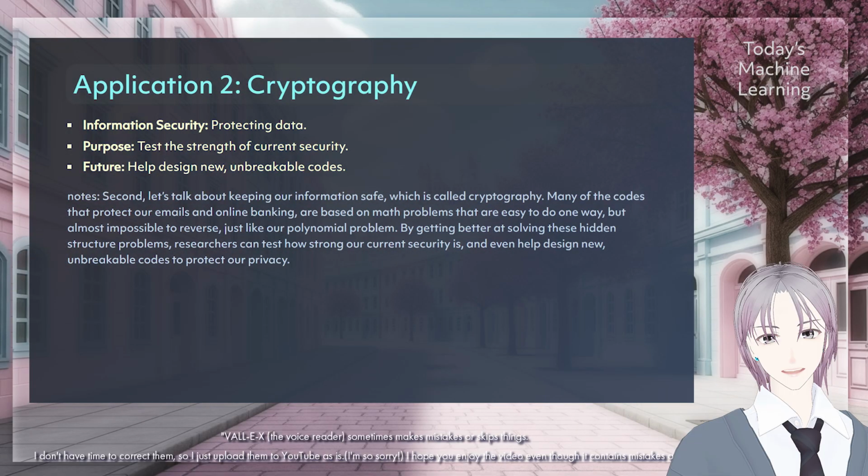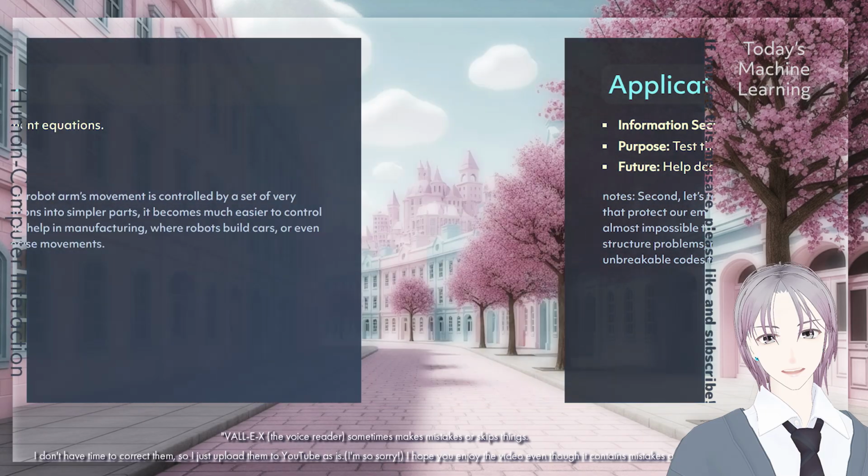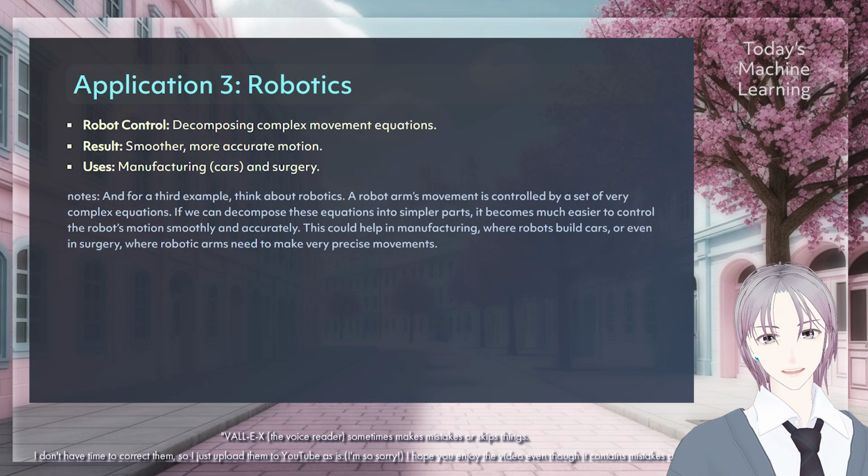Second, let's talk about keeping our information safe, which is called cryptography. Many of the codes that protect our emails and online banking are based on math problems that are easy to do one way, but almost impossible to reverse. Just like our polynomial problem, as AI gets better at solving these hidden structure problems, researchers can test how strong our current security is, and even help design new, unbreakable codes to protect our privacy.